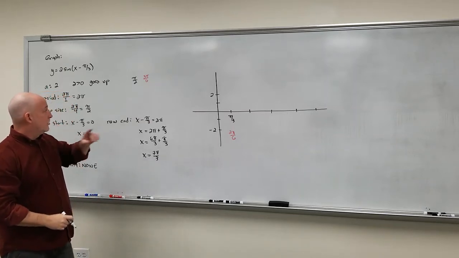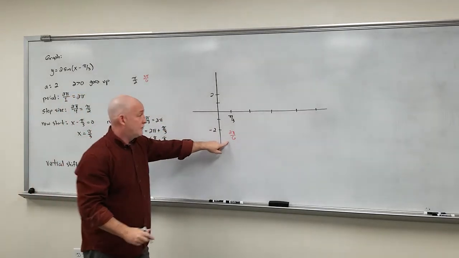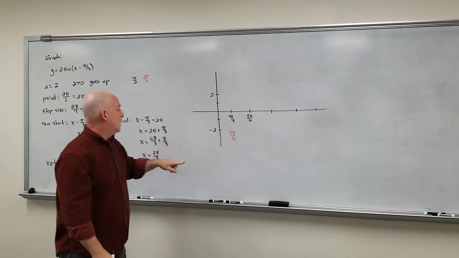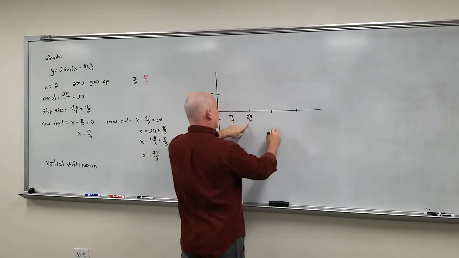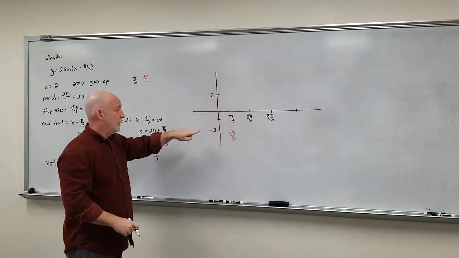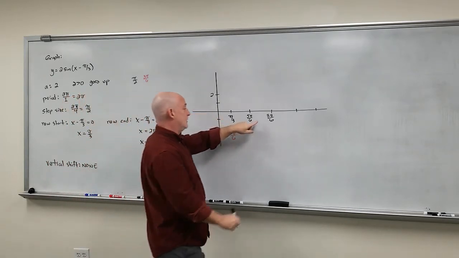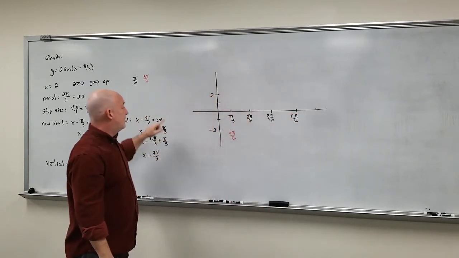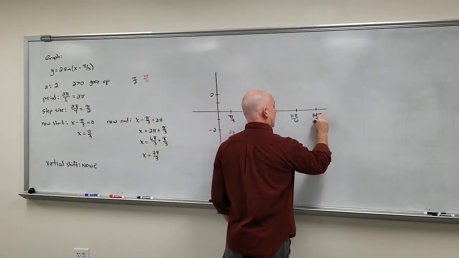Okay, so let's see if this works out. If I add 3 pi over 6 to 2 pi over 6, that gives me 5 pi over 6. If I add 3 pi over 6 to 5 pi over 6, that gives me 8 pi over 6. Now that'll reduce, right? That'll be 4 pi over 3. I'm just going to keep going. If I add another 3 to that, that'll be 11 pi over 6. And if I add another 3 pi over 6, that gives me 14 pi over 6.